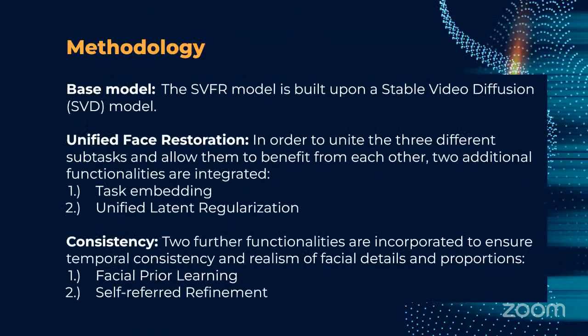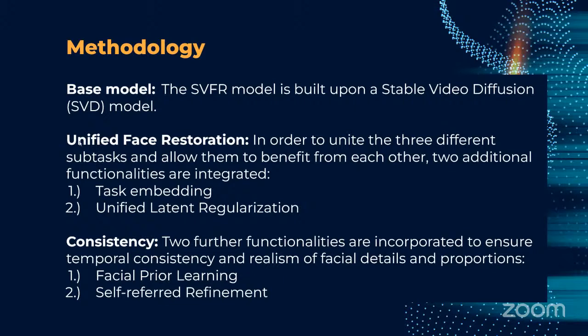So next, let's have a look at the methodology and the modules used in this SVFR framework. So let me first give a brief overview over everything, and in the later slides, we will go into details. So first of all, as a base model, SVFR uses the so-called Stable Video Diffusion model, or short SVD. And then I would say SVFR contains two key aspects. The first key aspect is what we have already discussed, namely that it unites three different subtasks and allows these subtasks to mutually enhance their performances.